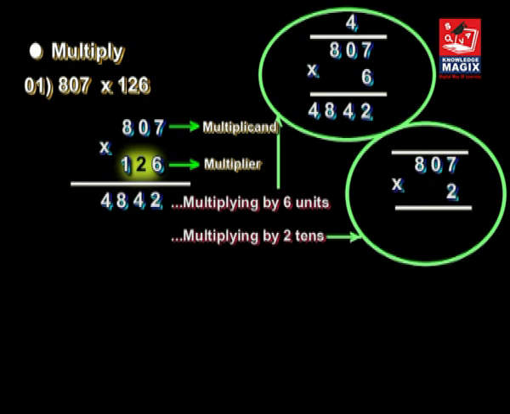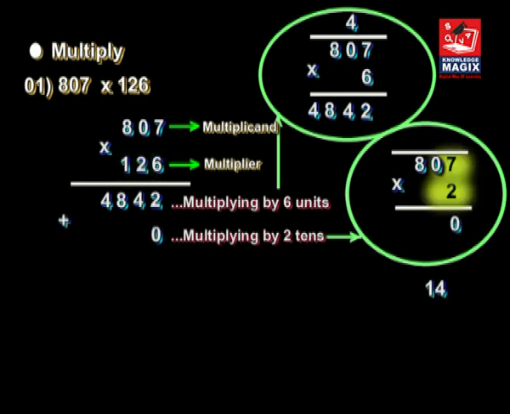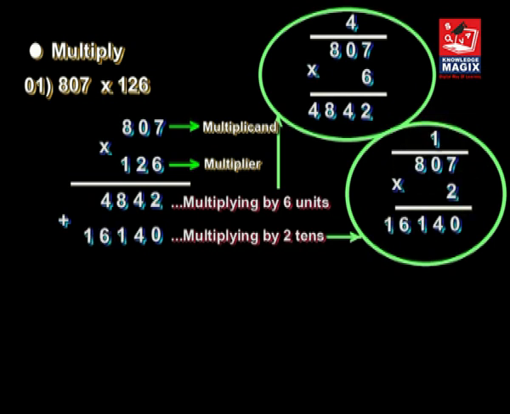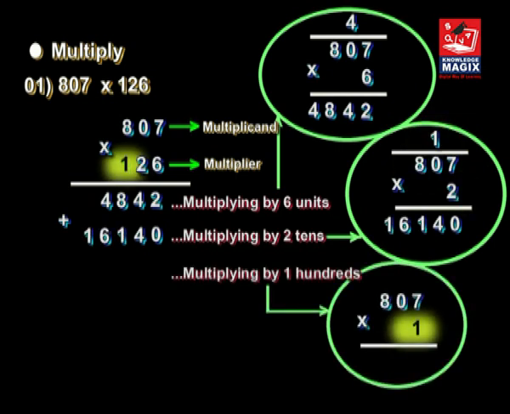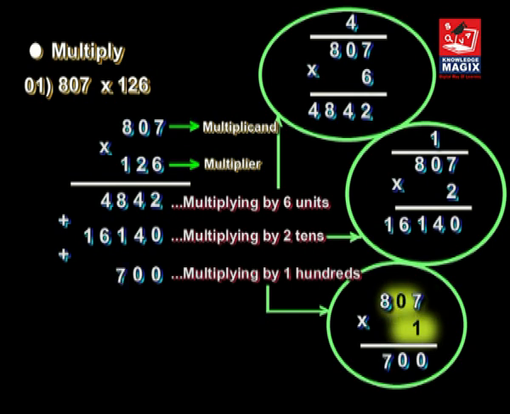Then we'll multiply by 2 tens, so 0 is written. Then 2 sevens are 14, 4 is written, 1 is carried over, kept in mind. 2 zeros are 0 plus 1, 2 eights are 16. Then we'll multiply by 1 hundreds, so we'll write down 2 zeros. 1 sevens are 7, 1 zeros are 0, 1 eights are 8.